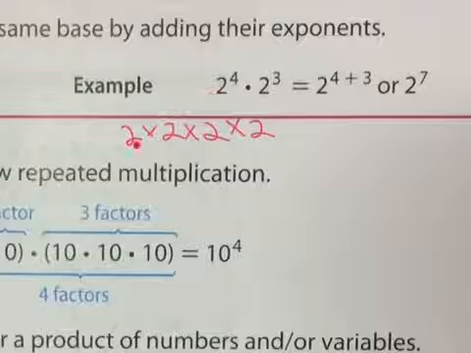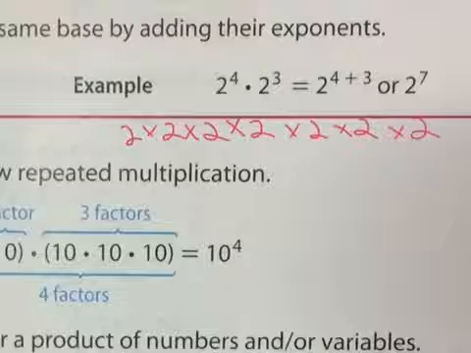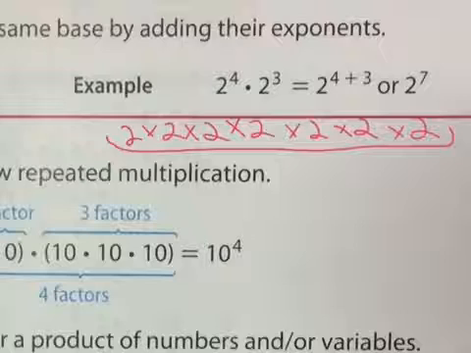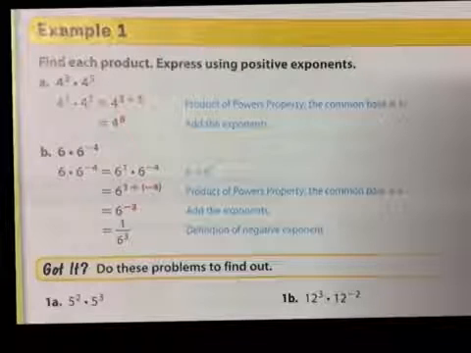2 to the power of 4 is 2 times 2 times 2 times 2, but we're going to continue to multiply. We're going to multiply another 3 of them. So really what we're doing now is 1, 2, and 3. So in reality, we have 1, 2, 3, 4, 5, 6, 7. We have 2 to the power of 7. Make sense?